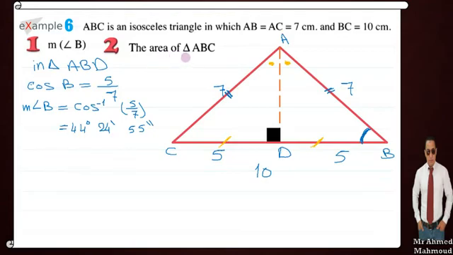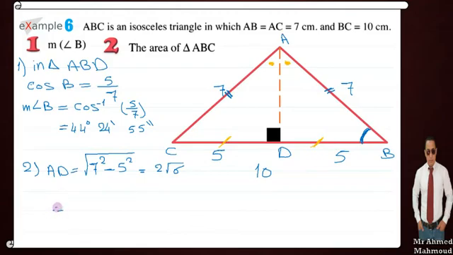Now I need the area of triangle ABC. All of us know that the area of a triangle equals half times the base times the height. To find the area of triangle ABC, I need to find the height. The height AD equals the square root of 7 squared, the hypotenuse squared, minus 5 squared, the side squared. It equals 2 square root 6. So the height equals 2 square root 6.